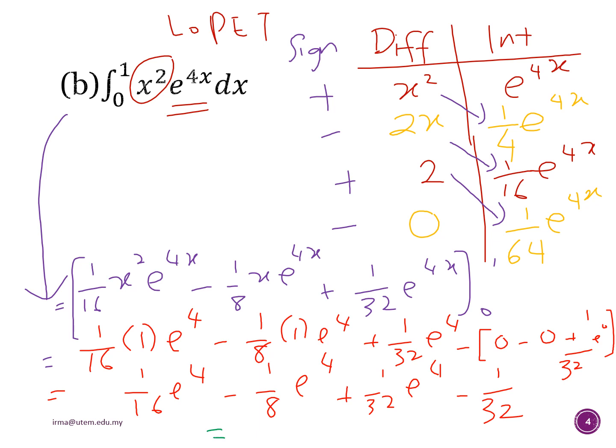So you can simplify this one, but this is times 2, this is times 4. So 2 minus 4, negative 2. So negative 2 plus 1, we get negative 1. So you have negative 1 over 32 exponent 4, minus 1 over 32. So this will be the final answer. This is the answer for question B, right?